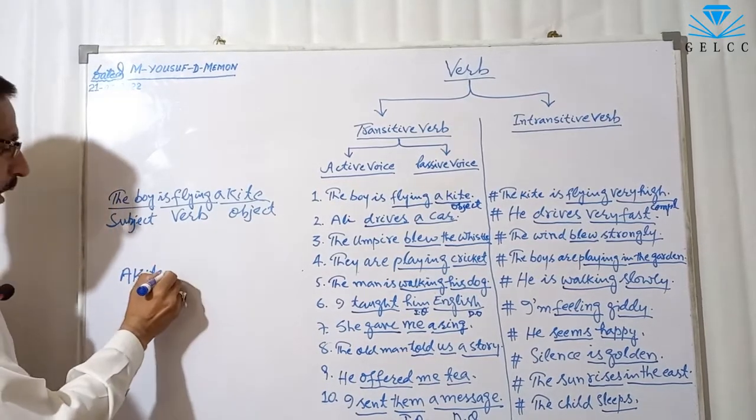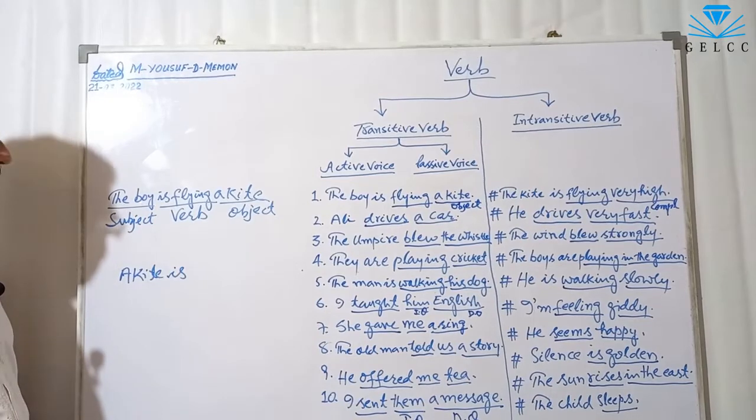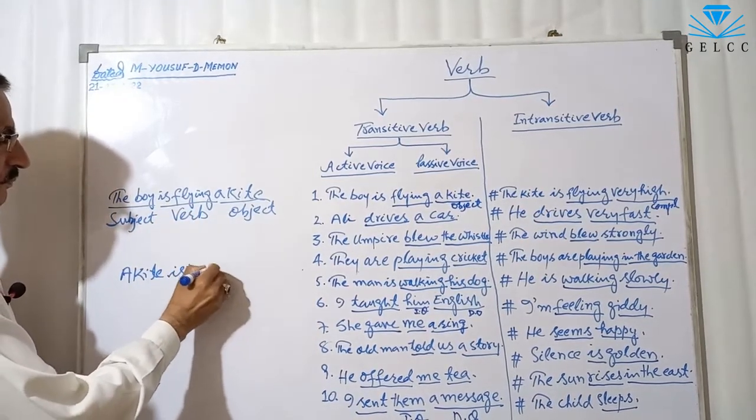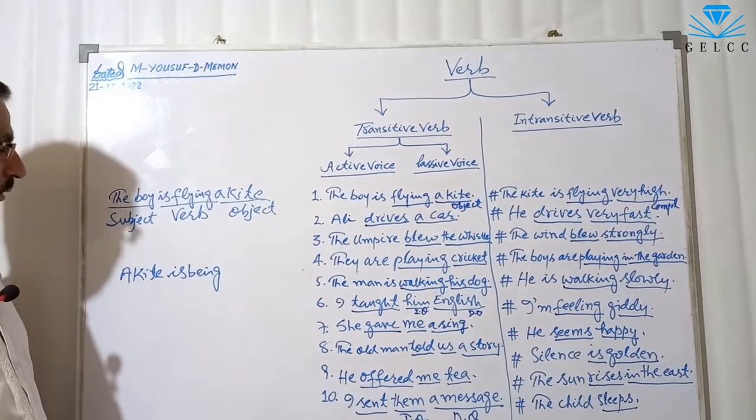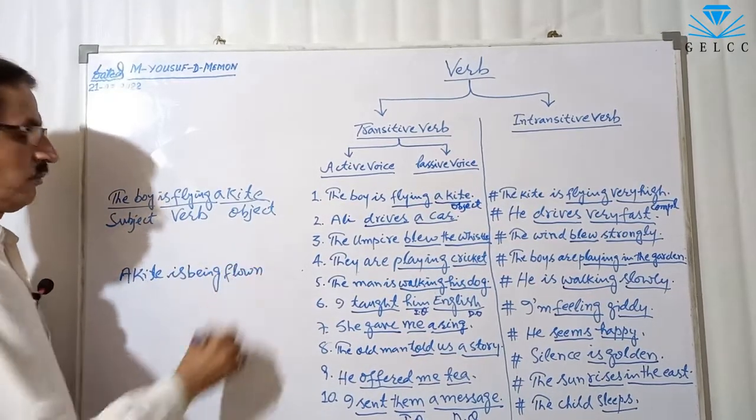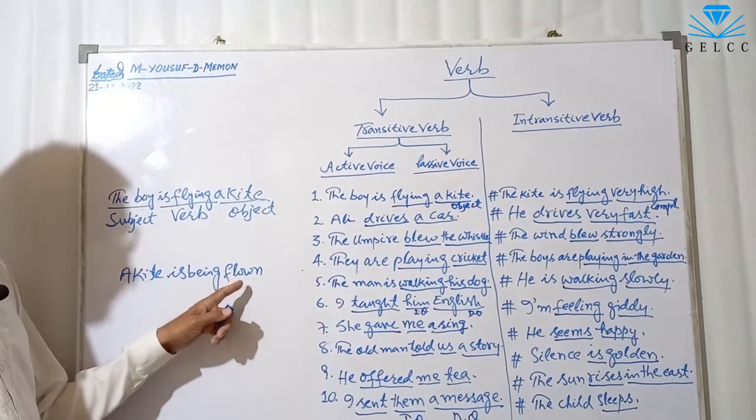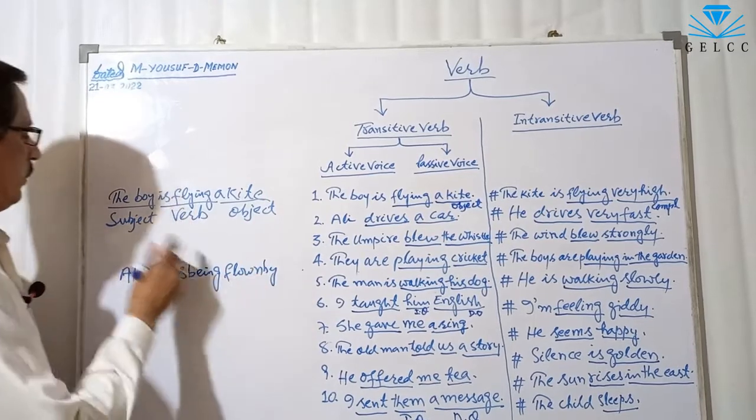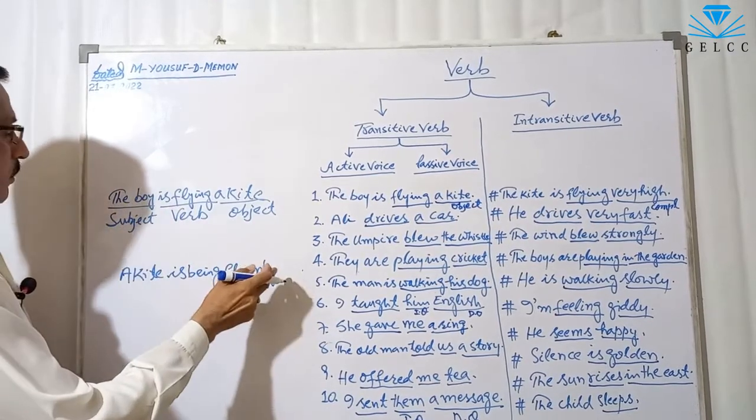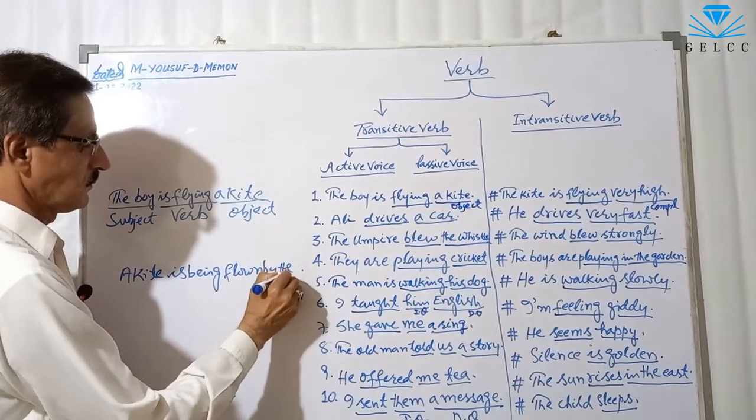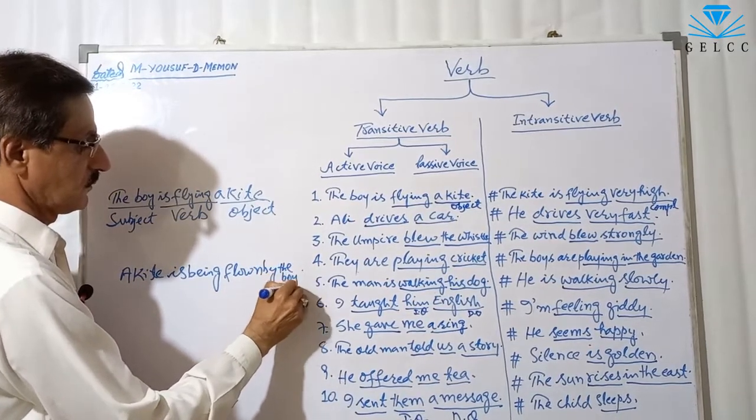Right helping verb according to the tense is being, continuous tense. Is being flown. We will use the third form of the verb in passive voice. Flown. Now put by and then the subject. By the boy.